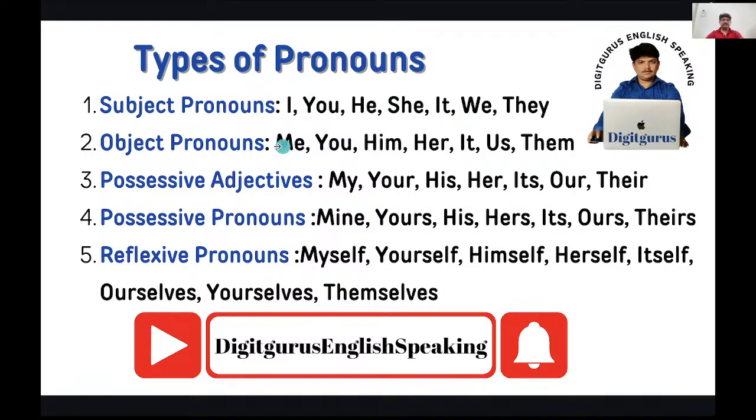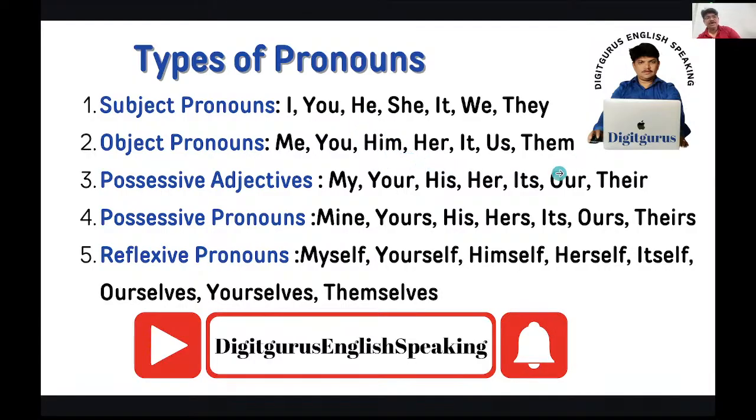Now, in subjective pronouns, you can say, she is my friend. Here, in subjective pronoun, she is used. She is my friend. This she is a subjective pronoun. For objective pronouns, you can say, the teacher called him. Now, him is an objective pronoun, used as an object here in this sentence.